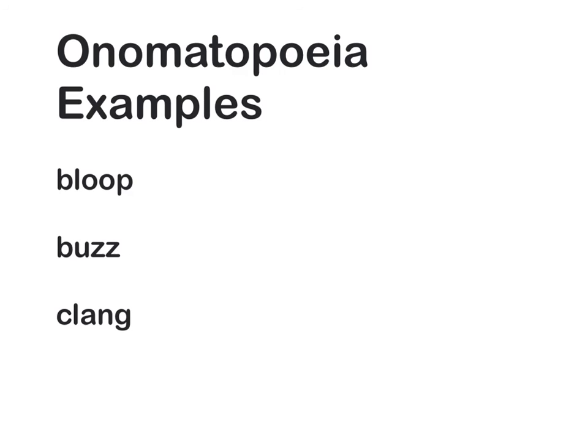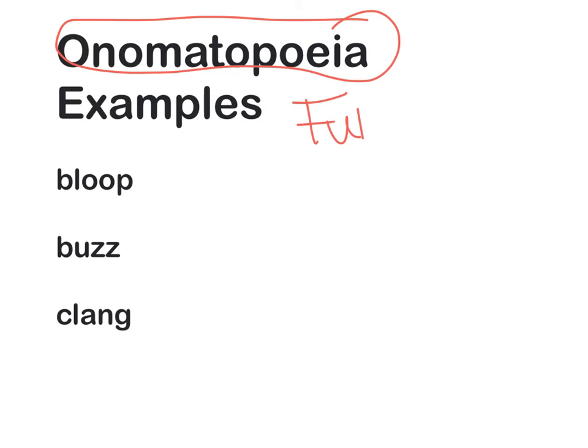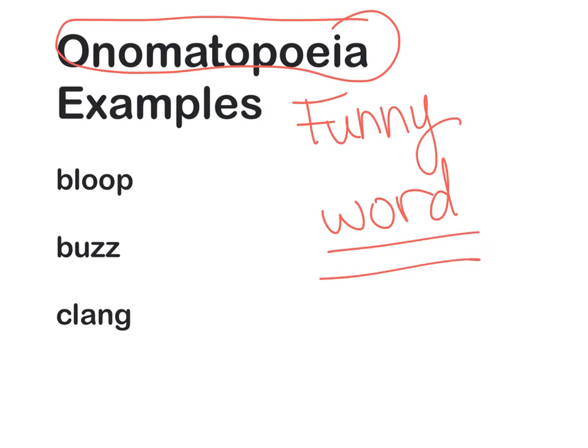Okay, so don't forget that onomatopoeia, how I remember it is it's a funny word. And so that helps me remember that it is the one where the words make sounds.